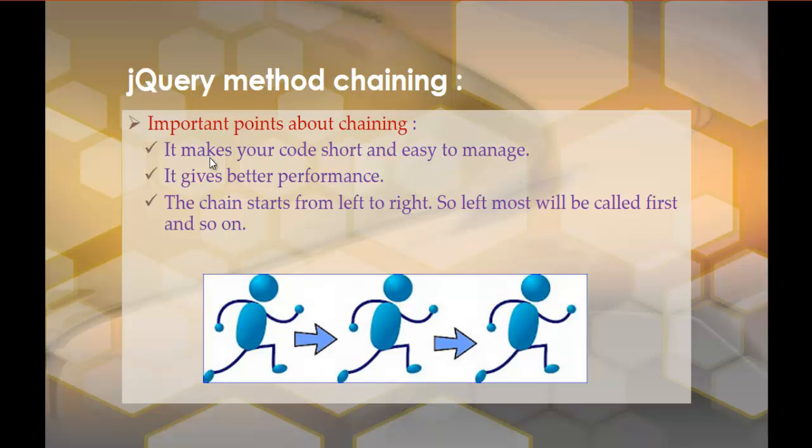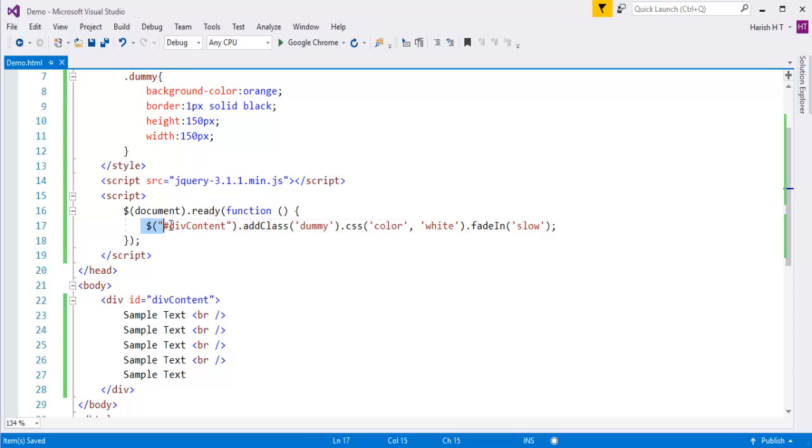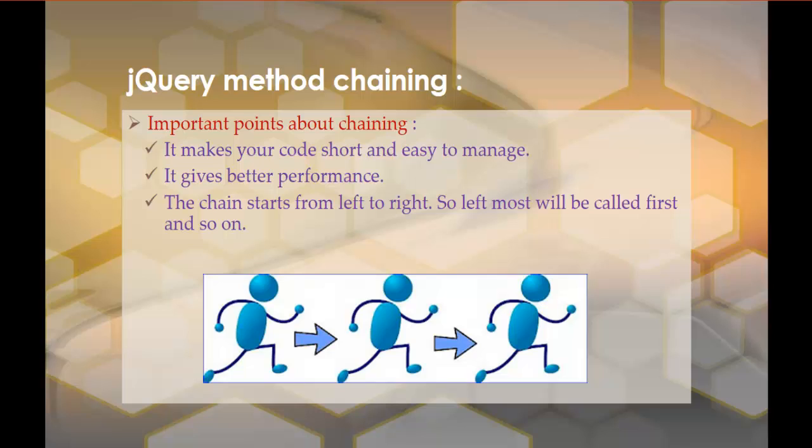When we use chaining, it makes your code short and easy to manage. You can observe here, earlier we identified this element thrice and the code was very bulky, and now we are doing the same work in a single line by identifying an element once and attaching all the methods to it in a single line. This makes method chaining special. Again, it makes your code short and easy to manage, and it gives you better performance, obviously.